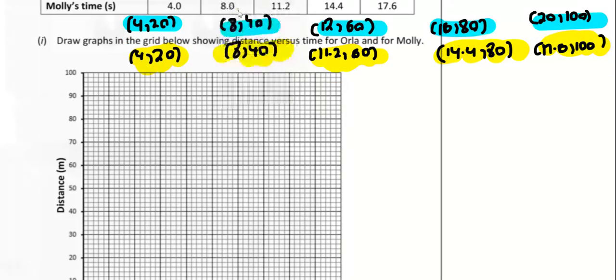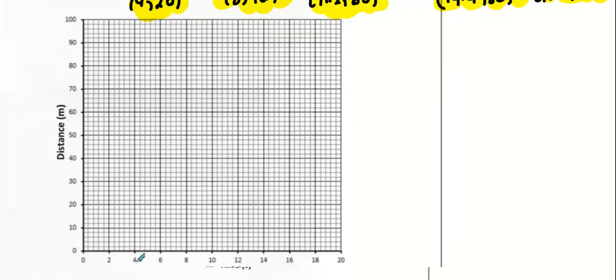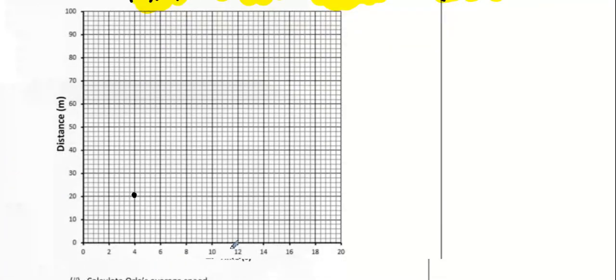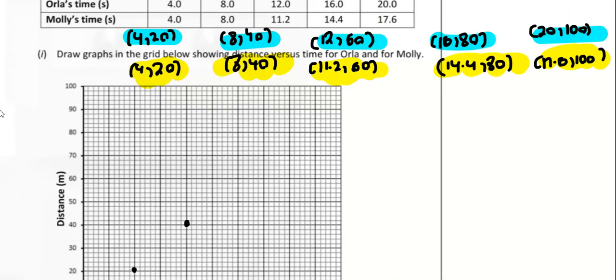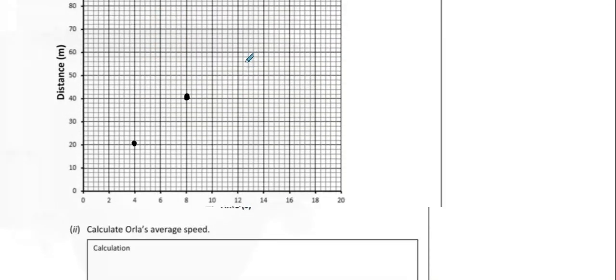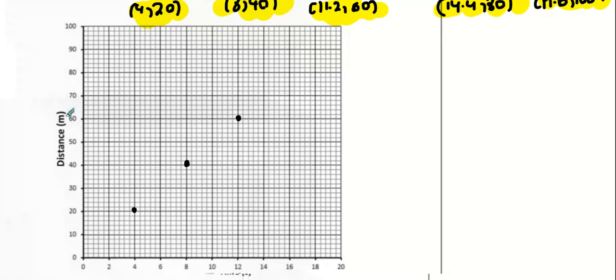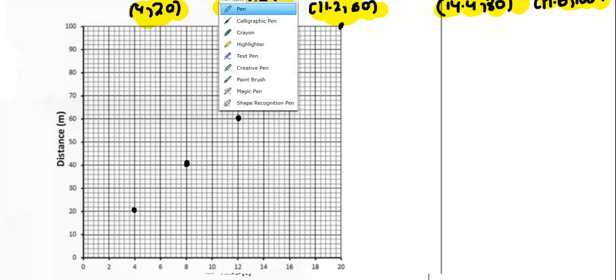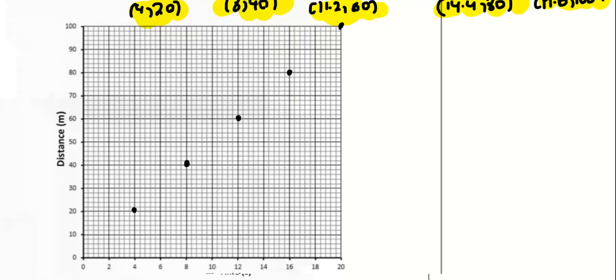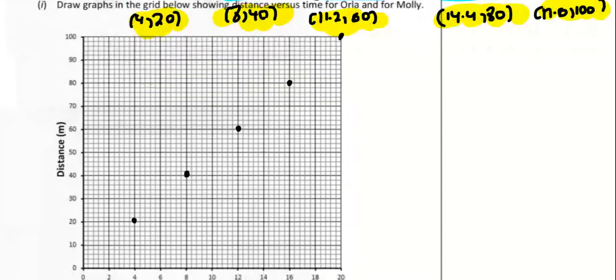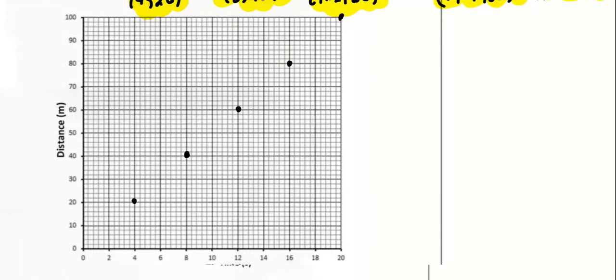So where it's 4, 20, 4, 20 is here. Okay. 8, 40 is here. And then we have 12, 60, which is here. I think the next one is 16, 80, which is here. And then finally 20, 100. So this line I'm about to draw, I believe this is going to be Orla's time. So this is Orla's graph I'm drawing right now.